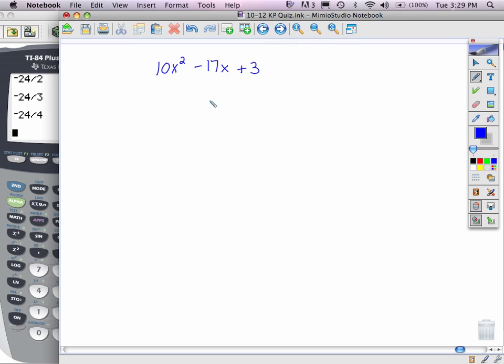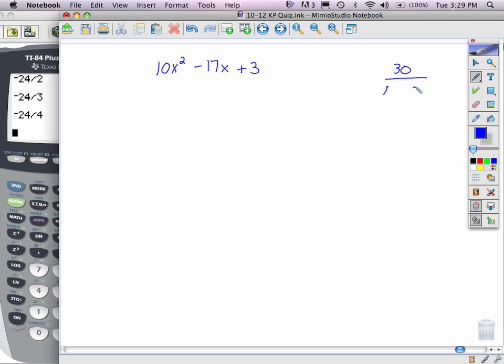Now I'm going to move to another problem, 10x squared minus 17x plus 3. I am not going to do this problem any different. I'm going to take the first term and the last one there, 10 times 3 is 30. Those are the factor pairs that I need to come up with, and I can divide that out in my calculator.